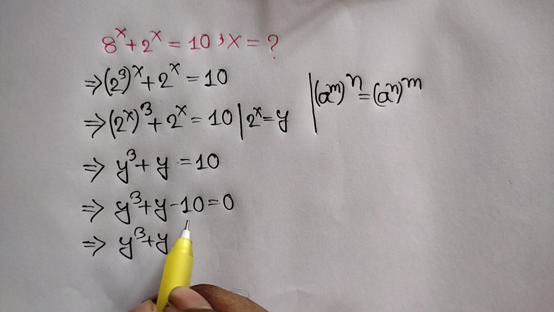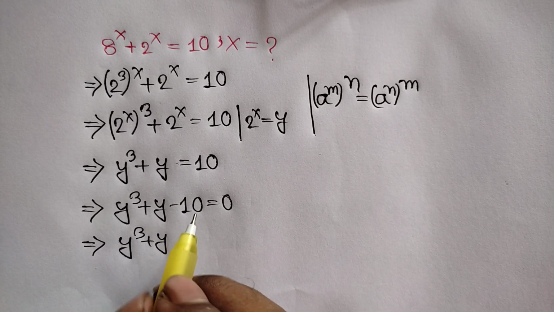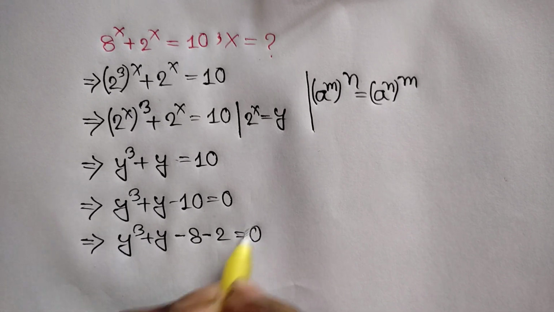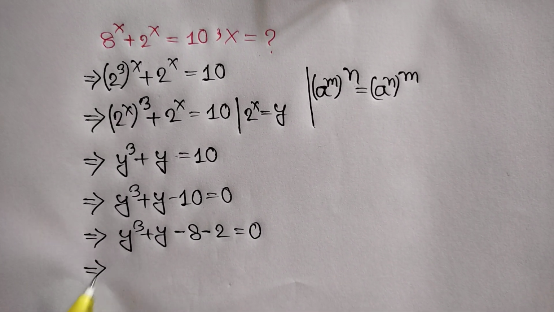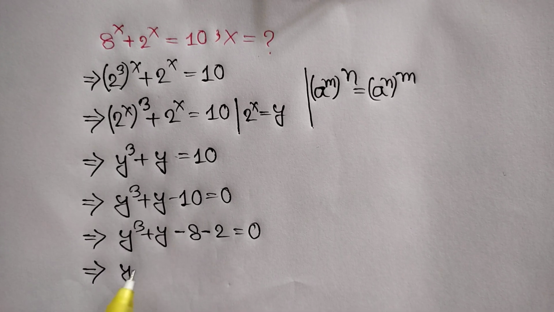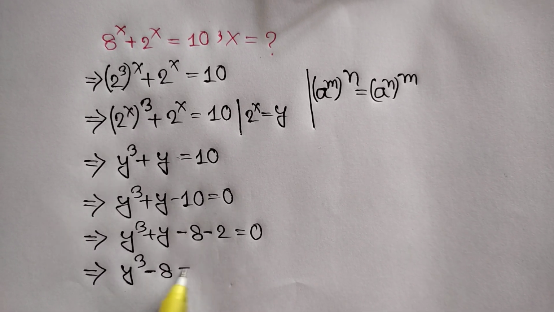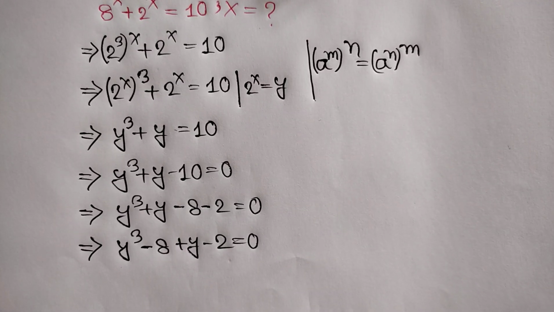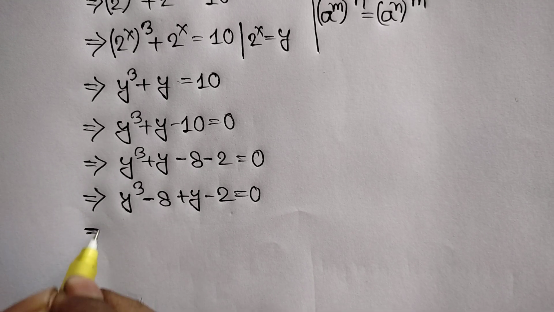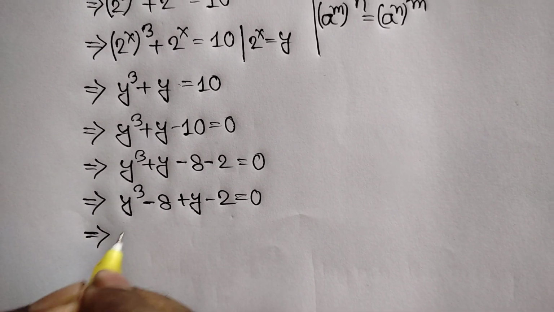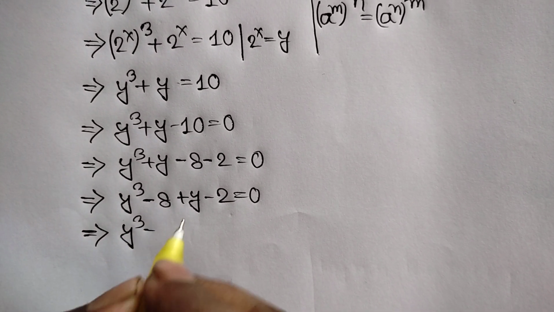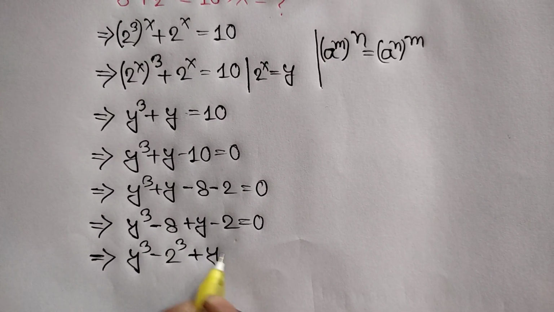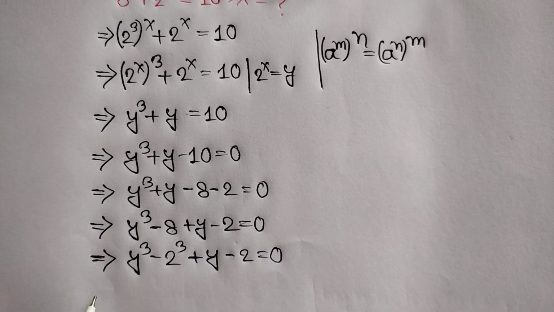Now attention here, the nearest cubic number of 10 is 8, so here we can write negative 8 negative 2 is equal to 0. Rearranging the left side, we can write y cube minus 8 plus y minus 2 is equal to 0. Y cube minus 8, that means 2 cube, plus y minus 2 is equal to 0.